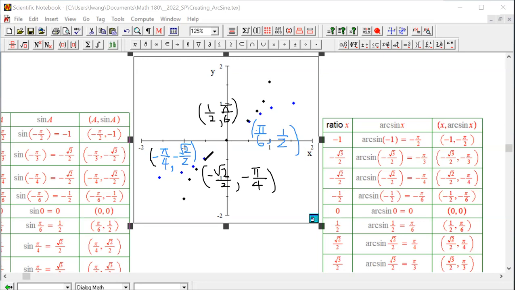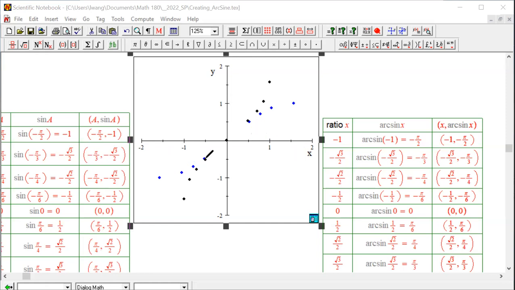So now this is a negative, right? The negative pi over 6, negative half, right? So one more time, okay? The blue dot is here, right? So the blue is gonna be the sine, which is negative pi over 6, right? And this one is going to be negative half.